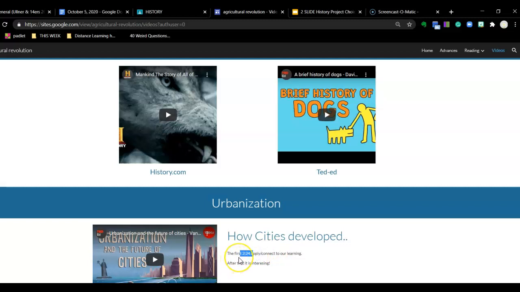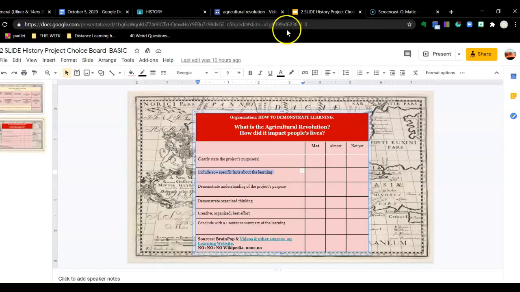So that's an overview, not very fast, but an overview of the project. As always, ask a lot of questions and be sure that you're keeping these learning objectives in mind.